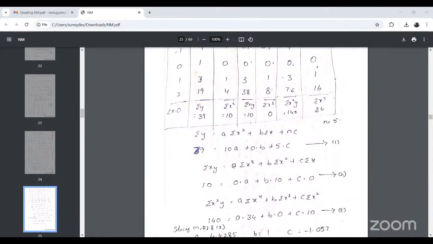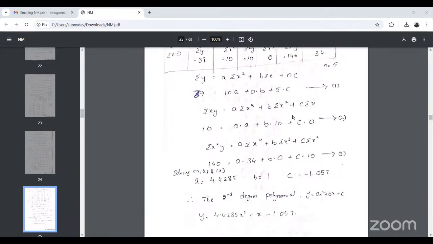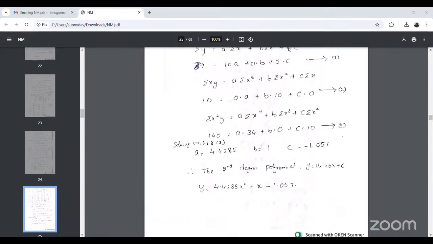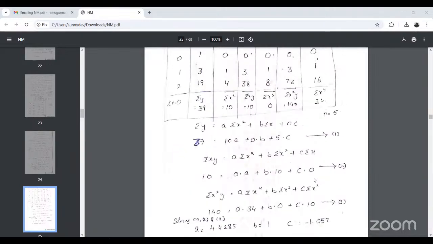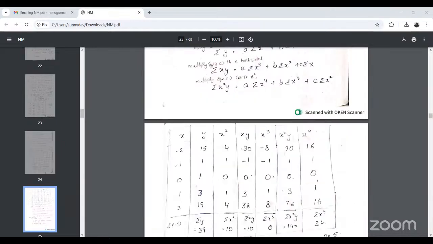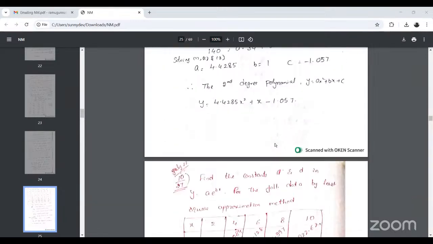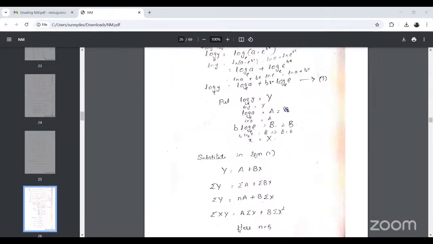All the values you can substitute in the normal equations, so equation 1, equation 2 and equation 3. If we are solving these three equations, we are getting a comma b comma c. So a comma b comma c, that we should substitute in that equation, y equal to ax square plus bx plus c.